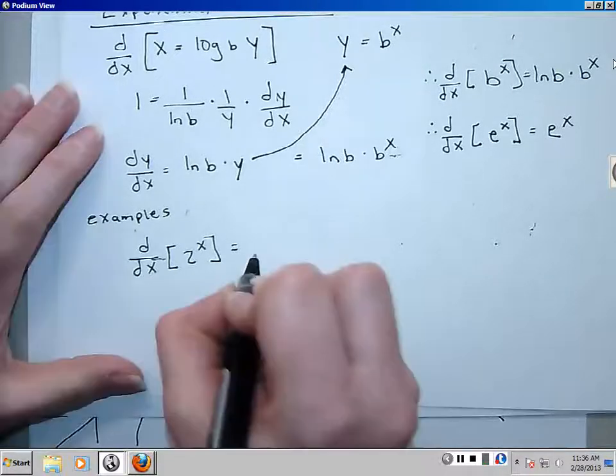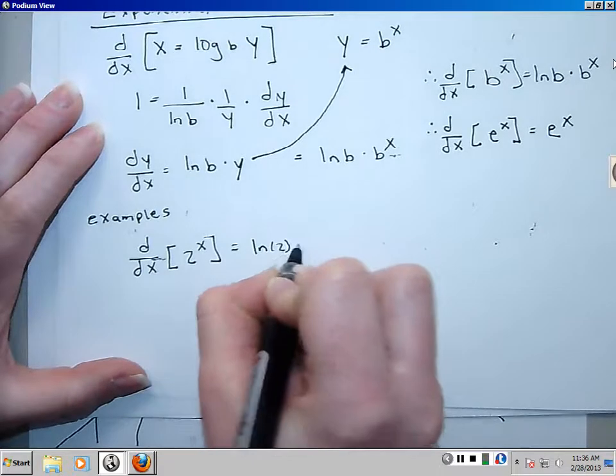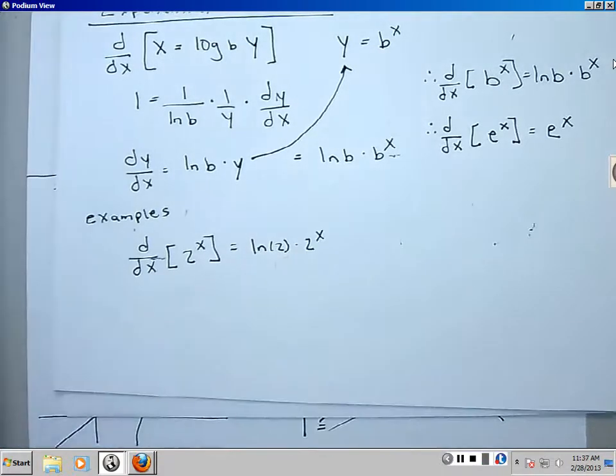Very good. It's ln of 2 times 2 to the x. ln of 2 is just a number. You want the number or ln of 2? On the exam, it will say like use exact numbers. ln of 2 is the exact number. ln of 2 is an irrational decimal.